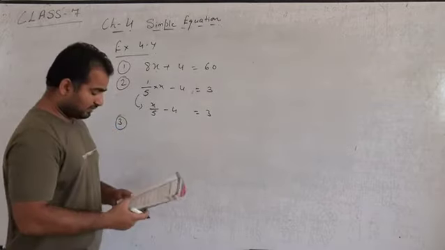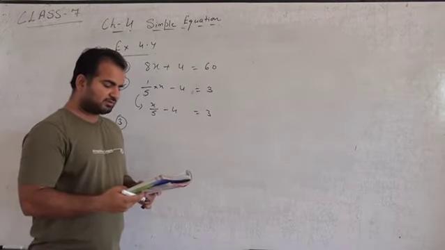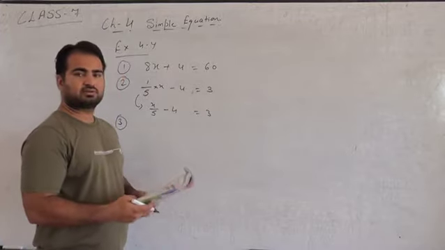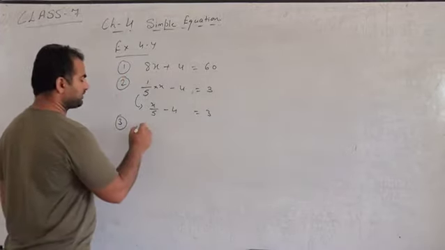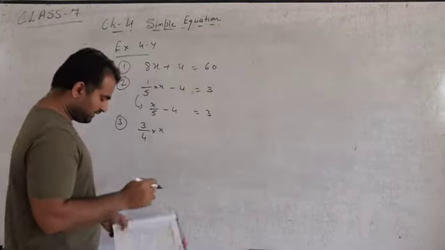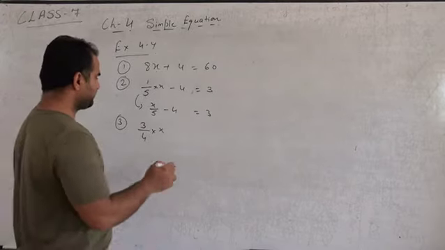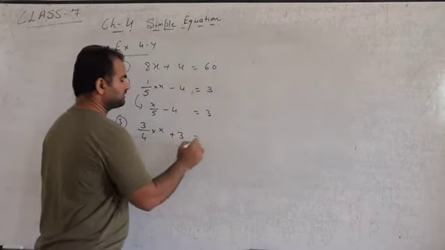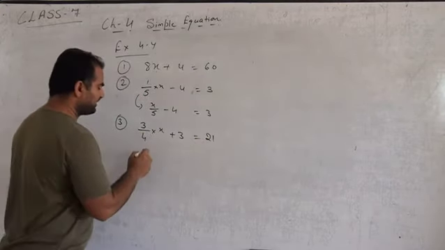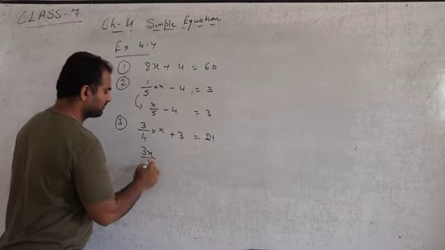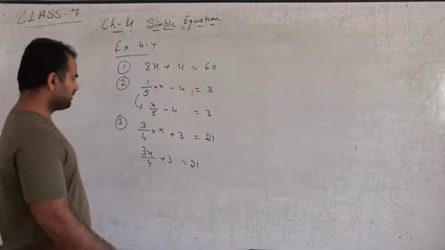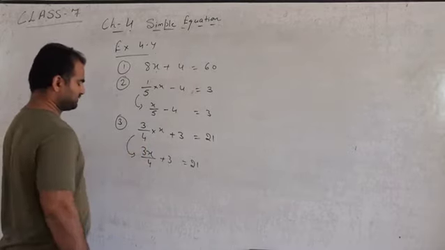Third: if I take 3/4 of a number and add 3 to it, I get 21. 3/4 of a number means 3 upon 4 into x, and we add 3, so plus 3 equals 21. Or we can say it will be 3x upon 4 plus 3 equals 21. This can be written like this.